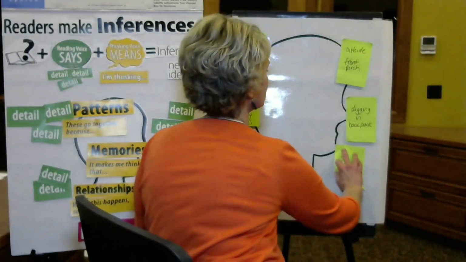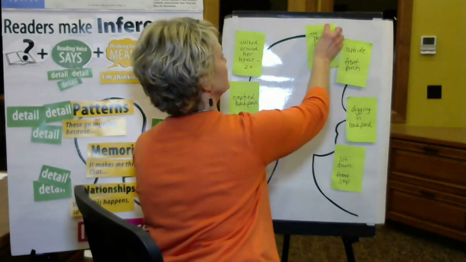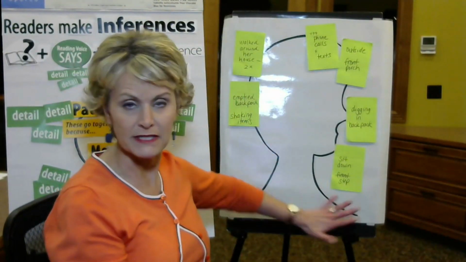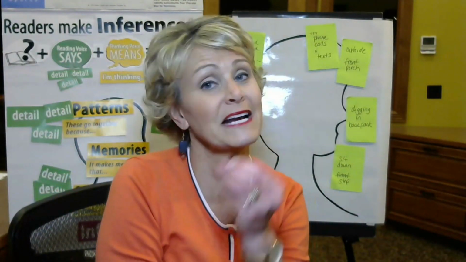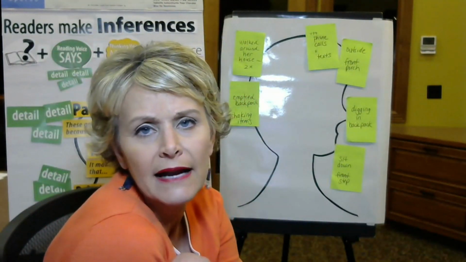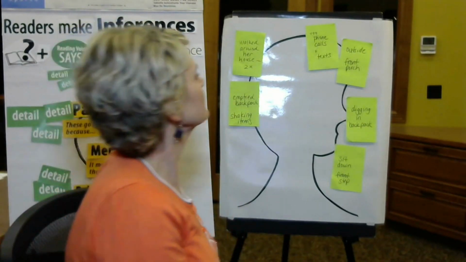Okay, so the question is, what is her problem? What is going on with this female? Okay, now, again, even if you know the answer, the big pink neck inference, I don't care. It's not about the answer. It's about the process. So I want you to tell me which details you would put together and why. Why would you put them together?